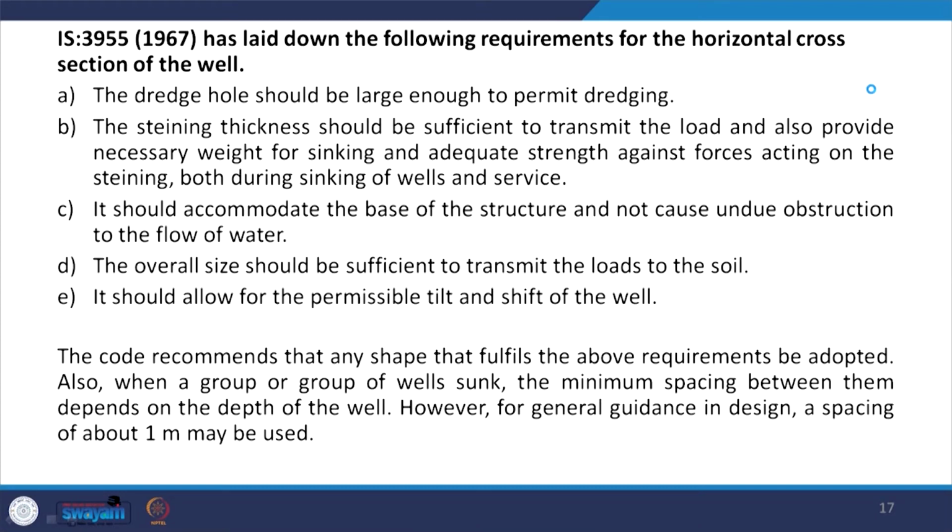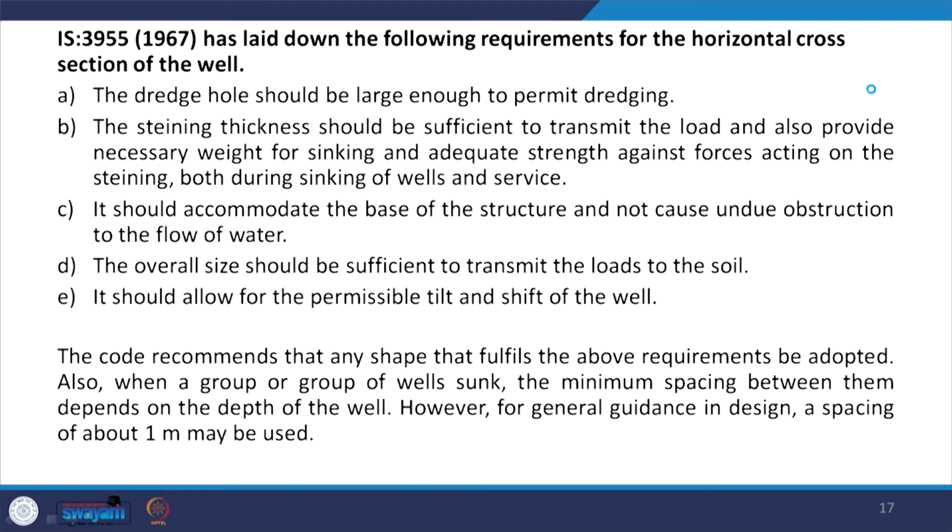After that we discuss the code IS 3955 1967 that was published on well foundation. This code, for design and construction of well foundation, has laid down some requirements for the horizontal cross section of the well, and these requirements are listed here, the codal requirements.